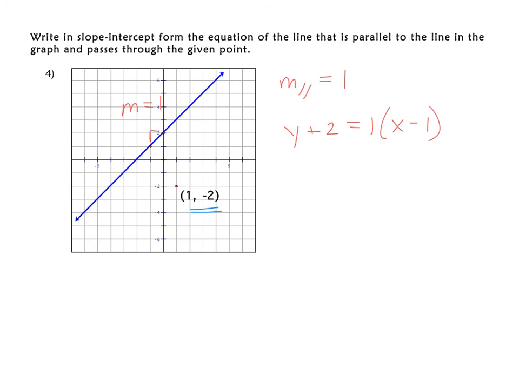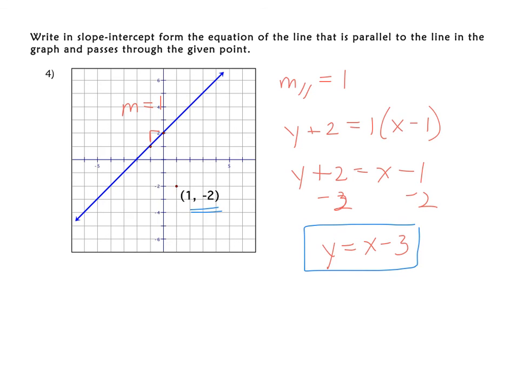I am going to put that into slope intercept form, so y plus 2 equal to x minus 1 after distributing. Subtract 2 from both sides, and y is equal to 1x minus 3. So this is my equation. If I were to graph that, reminder that means I am starting at negative 3 on the y-axis. I'm going up 1 over 1, up 1 over 1, up 1 over 1, and I am creating this line, which it looks like is parallel to the given line. So it worked.